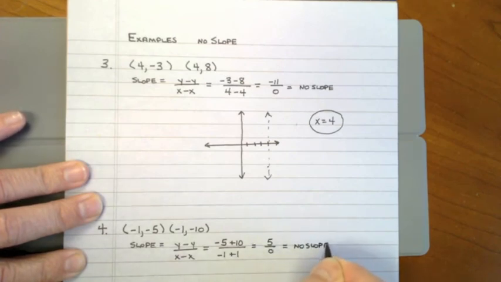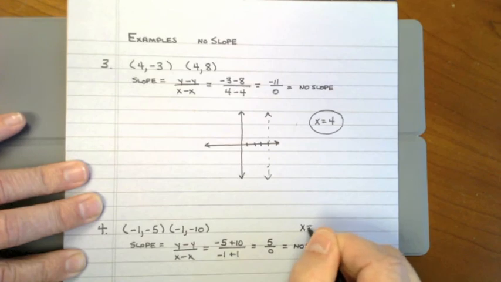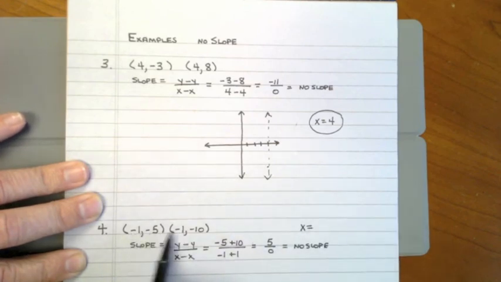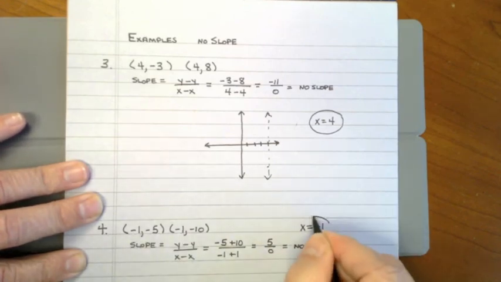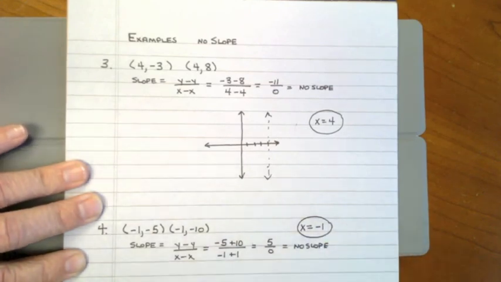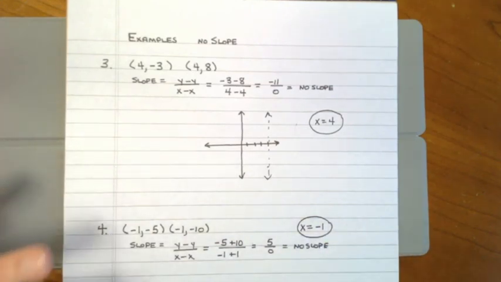As soon as I see a line that has no slope, it goes up and down. It has no y. I write down x is equal to, and look at the x they have in common, -1. That's how you determine the equation of a line when it's no slope.